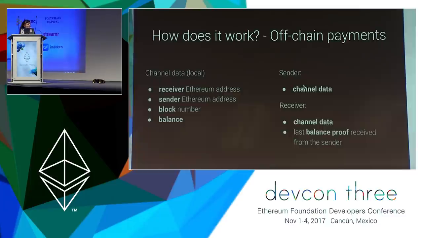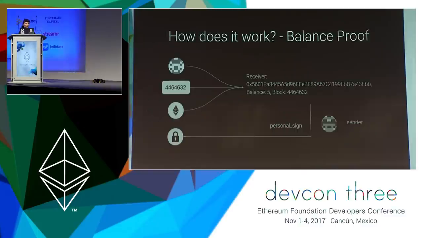I'll try to make it fast. A simple explanation of how it works. The sender and the receiver both keep copies of the channel data, which is the receiver and sender Ethereum addresses, the block number at which the channel has been created, and the current balance. Because we've seen that the balance increases, so it's the last status. And also the receiver has the last balance proof received from the sender.